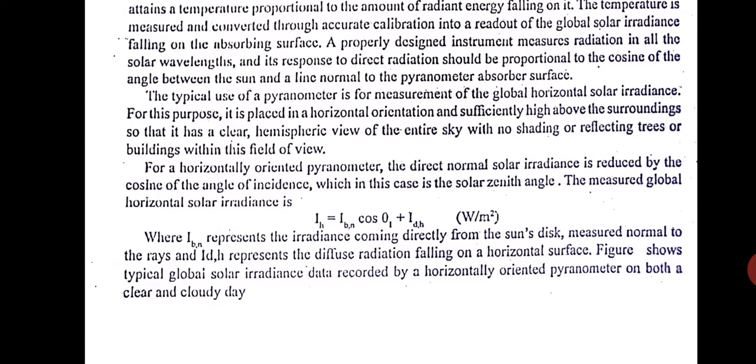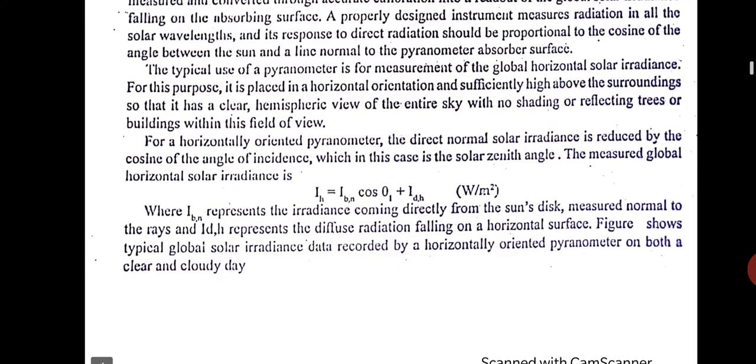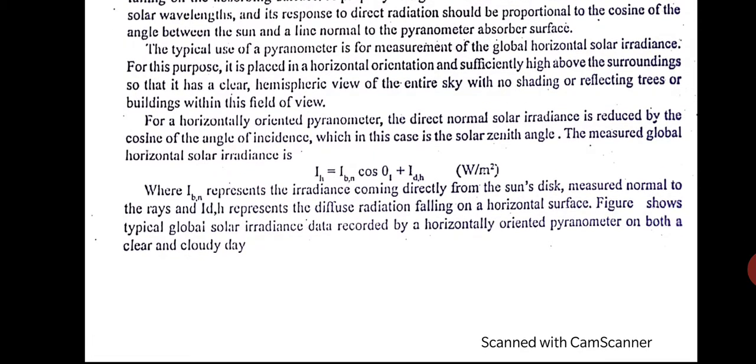So for the horizontally oriented pyranometer, the direct normal solar irradiance is reduced by the cosine of the angle of incidence, which in this case is the solar zenith angle. The measured global horizontal solar irradiance is IH, that is the irradiance total horizontal, where I stands for irradiance and H stands for horizontal, and IH is equal to IBN cos theta plus IDH. The units are watts per meter square.